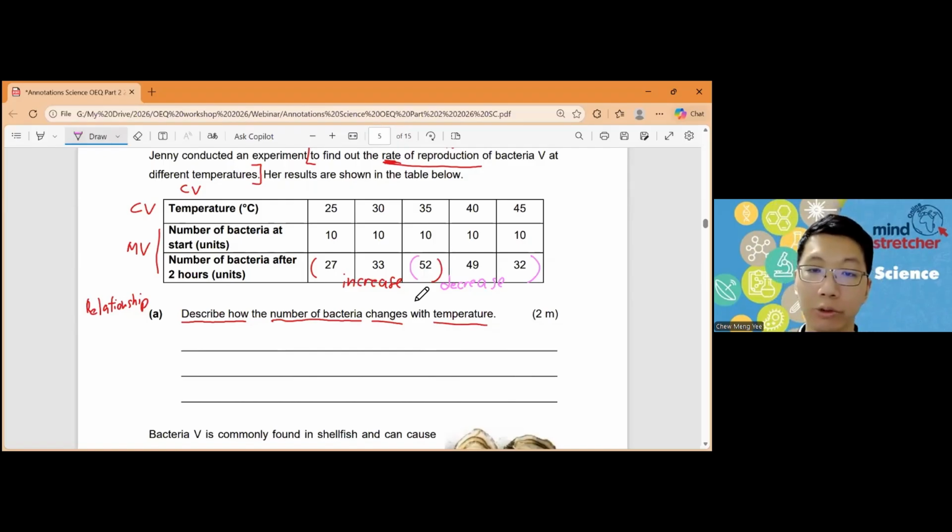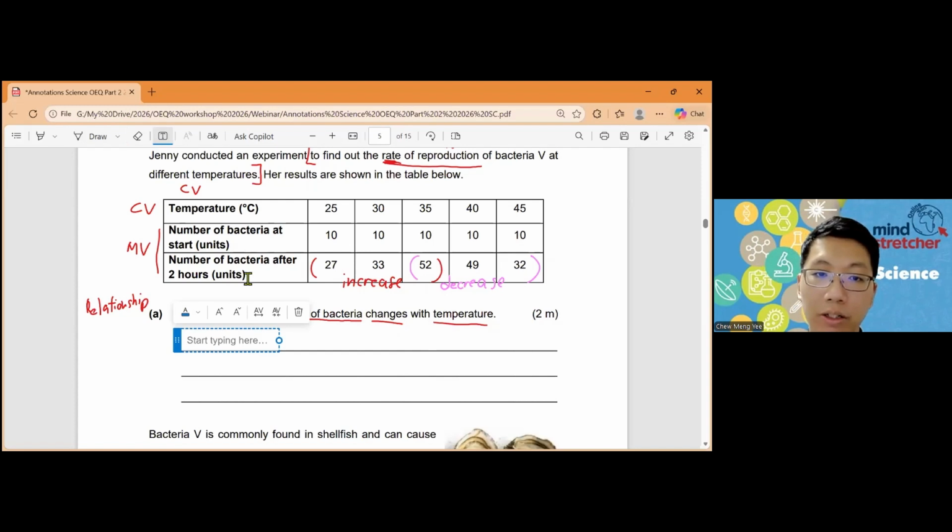So this is what we call two trends. If it's only one trend, it's going to increase all the way. But now it's not. It did not increase all the way. It increases, then decreases. So let's try to write out the first trend first, from 27 to 52.